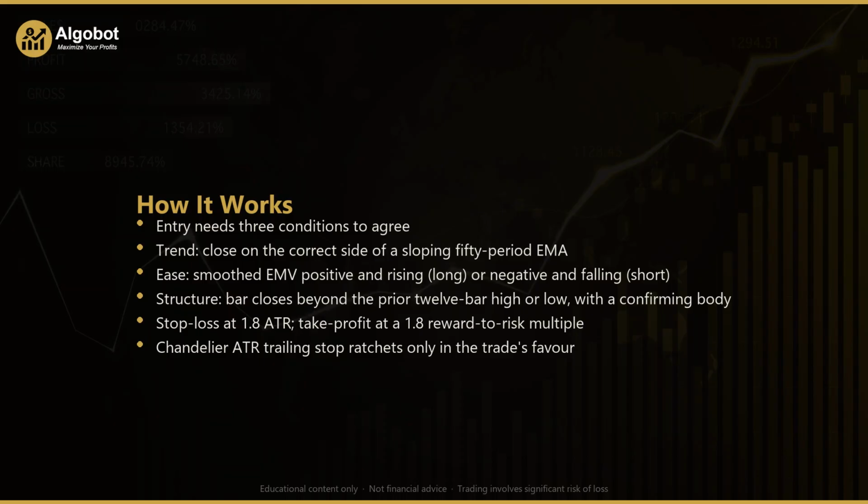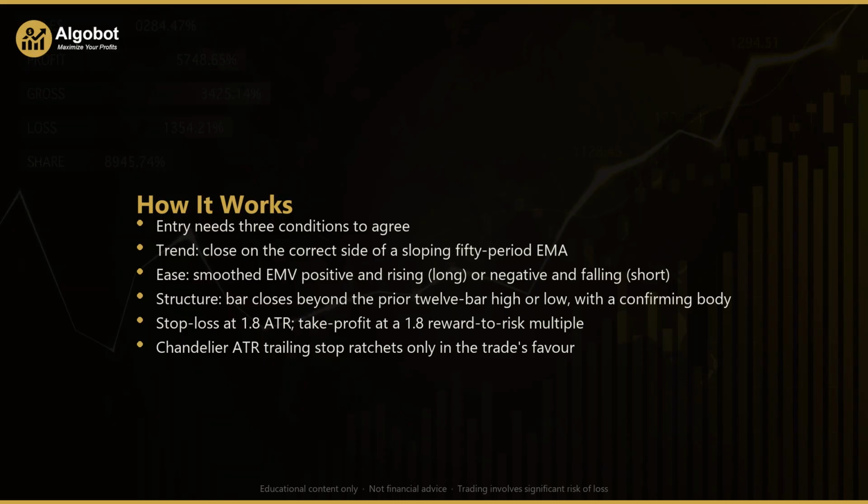The second condition is ease. The strategy smooths the raw ease of movement series over 14 bars. For a long, that smooth reading must be positive and rising, which tells us price is advancing efficiently, and that volume is confirming the move rather than fighting it. The third condition is structure. The signal bar must close above the highest high of the previous 12 bars, a genuine breakout of recent price structure, and the bar itself must be bullish, meaning it closes above its open. Only when trend, ease, and structure all agree does the strategy open a long.